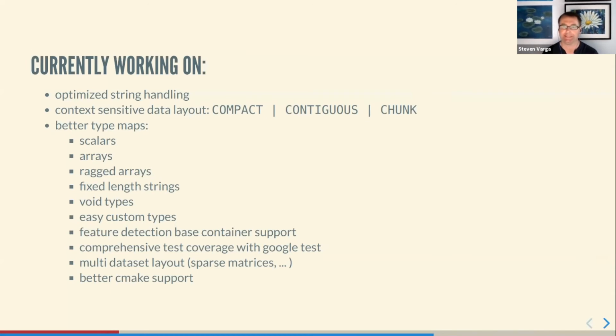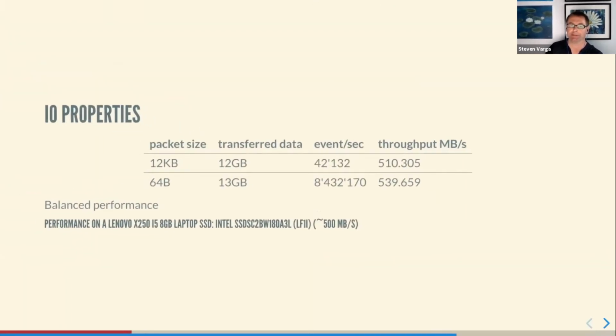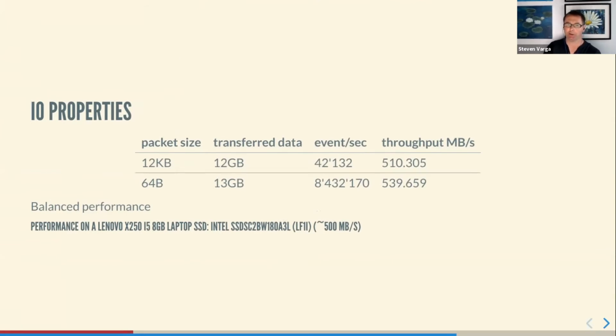Better heuristics for compact and contiguous chunk layout. These are already in the developer branch: scalar arrays and ragged arrays, which are important for some applications. And there is actually a whole list of these. So here are some I/O properties.